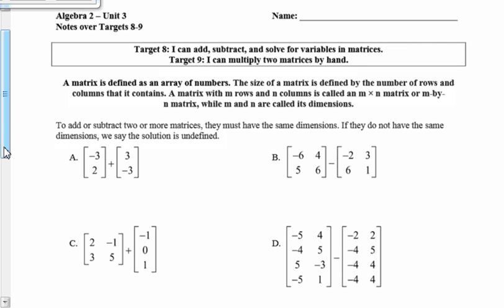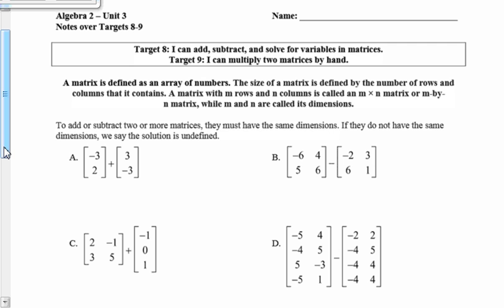A matrix is defined as an array of numbers. The size of a matrix is defined by the number of rows and columns that it contains. A matrix with m rows and n columns is called an m by n matrix, while m and n are called its dimensions. So basically we can say that a matrix is however many rows by however many columns. So you could say it's like 2 by 3, or 1 by 3, or 3 by 1, or something like that.